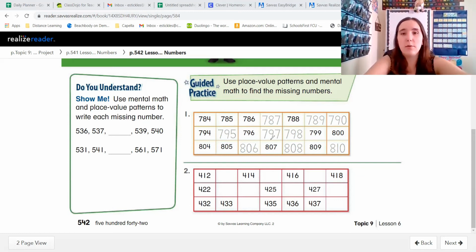So we need to fill in the table for number 1. What I like to do on these is to first fill in my top row, because those ones only increase by 1 or decrease by 1 within the row. So I go 784, 785, 786, 787, 788, 789. They're just increasing by 1. And then one more than 789 would be 790.